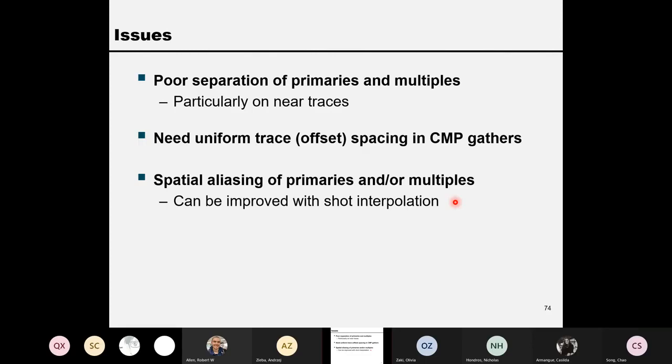So that's the issue. The last one is related to the aliasing problem. If we double the interval, that means your Nyquist frequency will be halved, so you easily get the aliasing issue. The last one is the aliasing issue.